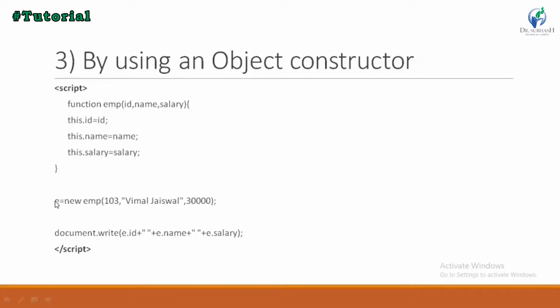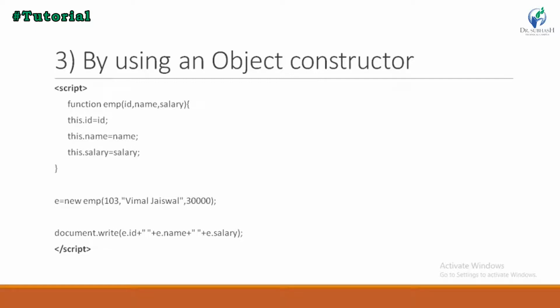And here we are just writing object name equals to new emp. Why emp? Because we have defined the function here, emp, and we are just passing the values 103, Vimal Jaiswal and 30,000. So all three values go here. id will be 103, name will be Vimal Jaiswal, and salary will be 30,000, and will be assigned to this current class object. So we are just printing e.id, e.name and e.salary, because e.id will give 103, e.name will give Vimal Jaiswal, e.salary will give 30,000, because we are assigning the values over here. So this is the third way we can define the object in JavaScript.